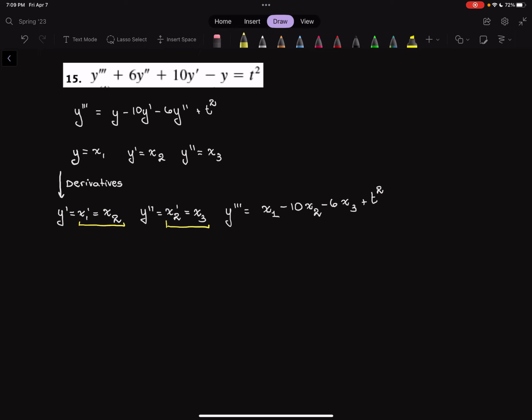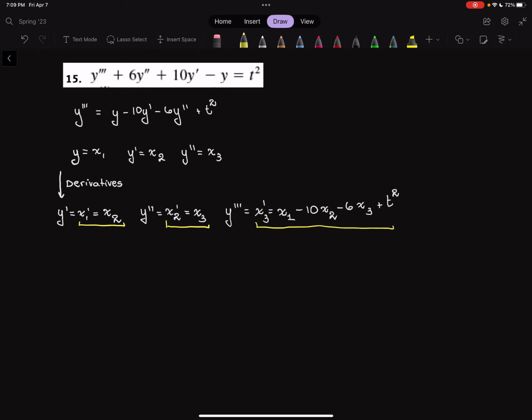Except for this one, I forgot to put that this is also equal to x sub 3. So let me write that over here. x sub 3 prime is equal to all of this, because we were taking the derivative of this and writing it over here. Okay, that looks nice.